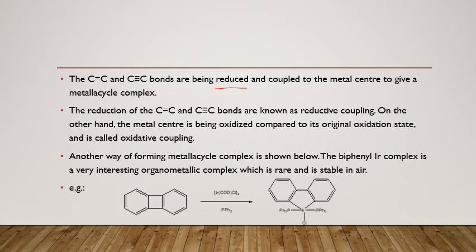The reduction of C double bond C and C triple bond C is known as reductive coupling. On the other hand, the metal center is oxidized. The C double bond C here is reduced, however the metal center is oxidized compared to its original oxidation state, and this is called oxidative coupling. The compound undergoes reductive coupling, whereas the metal undergoes oxidative coupling.